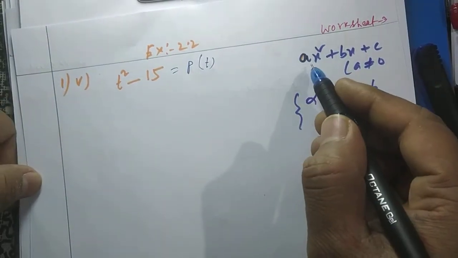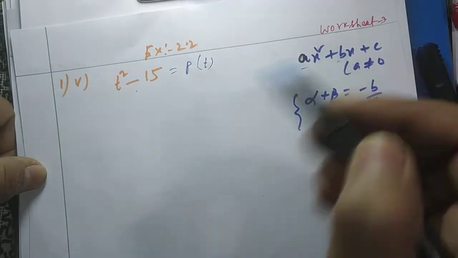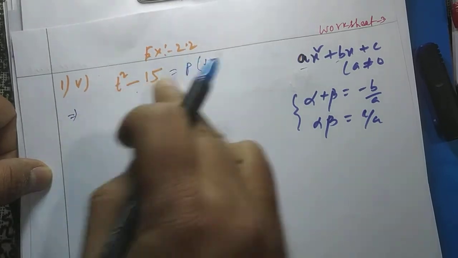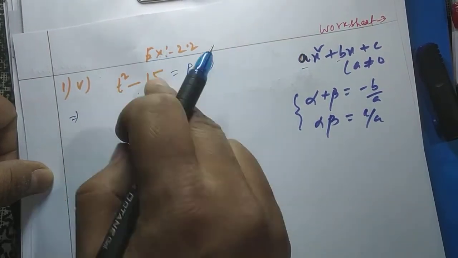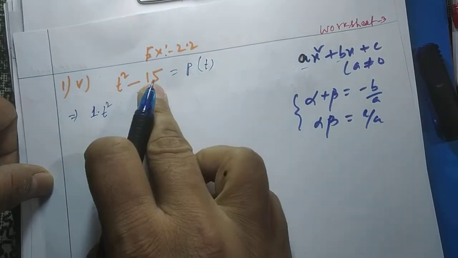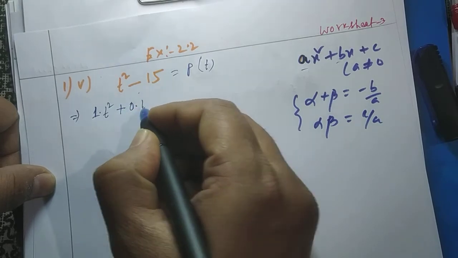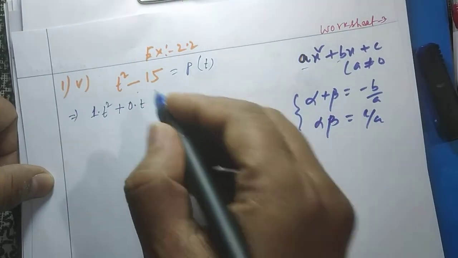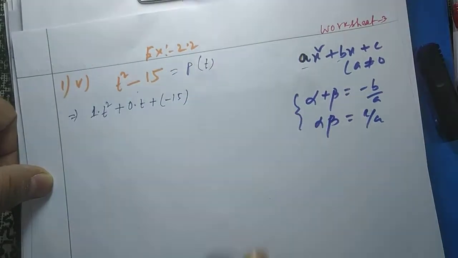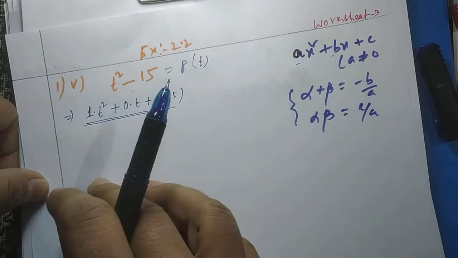Now first you have to find out the coefficients a, b, c on comparing with the general form. So for this purpose, we need to modify this polynomial. This one can be written as 1 into t square, but here no t is there, so it can be written as plus 0 into t, and minus 15 can be written as plus minus 15. Correct?